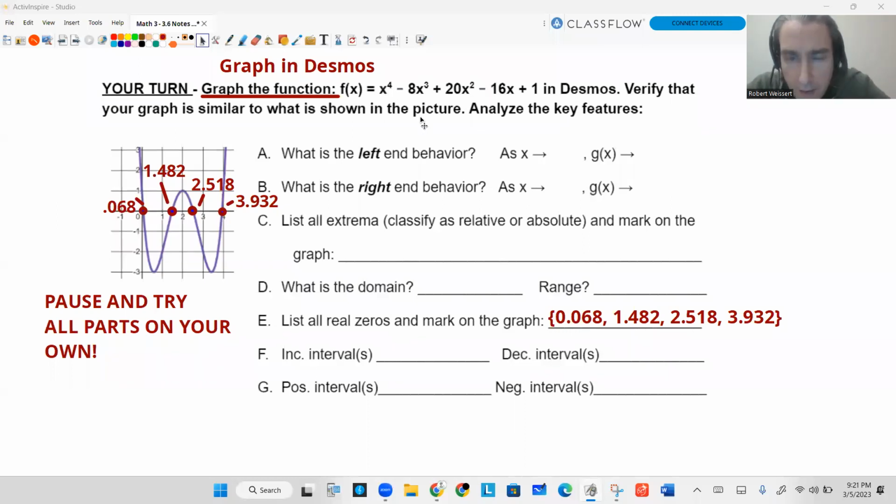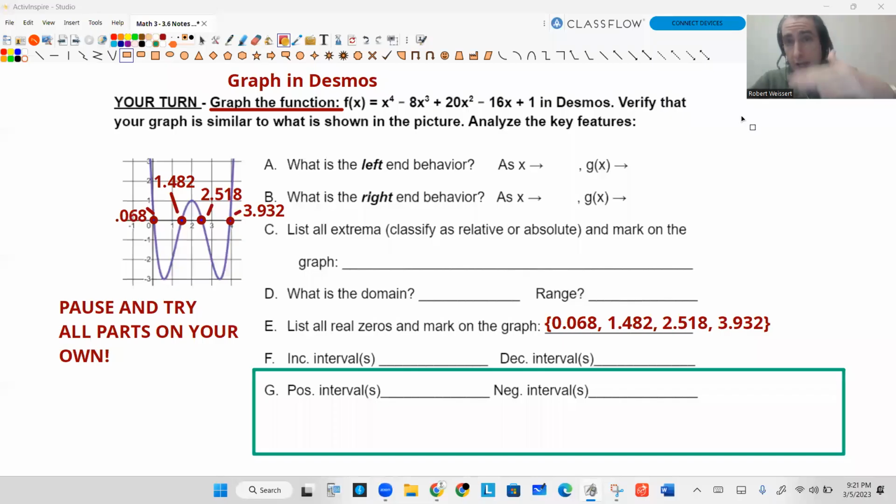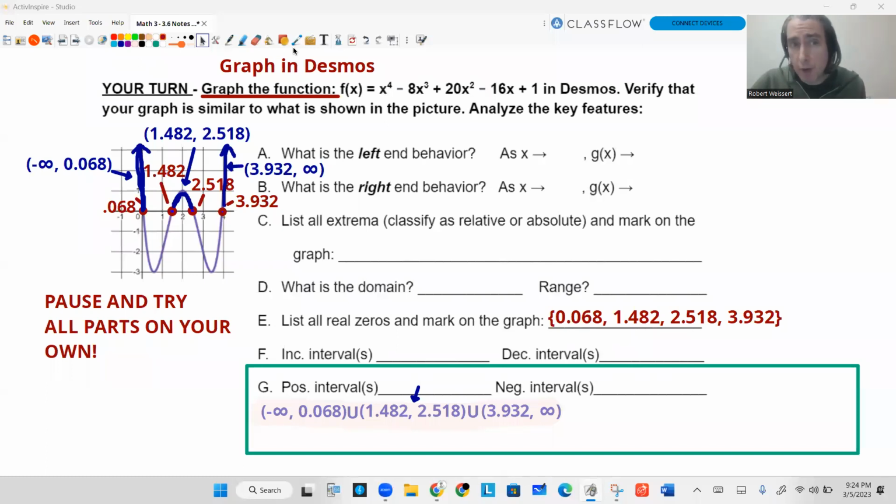Now I got to mark on the graph, and I'm going to go out of order because since I have the zeros, I can get the increasing, or I can get the positive and negative intervals, but there's just so much going on in this graph, it's hard to mark it all at once. So let's focus on the positive and negative intervals first. Remember, our x-axis is our cutoff point. Where can we find our positive intervals? Well, we got 3 of them. There they are. See if you got them right.